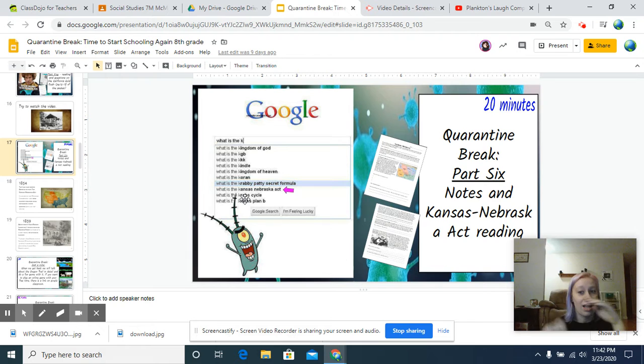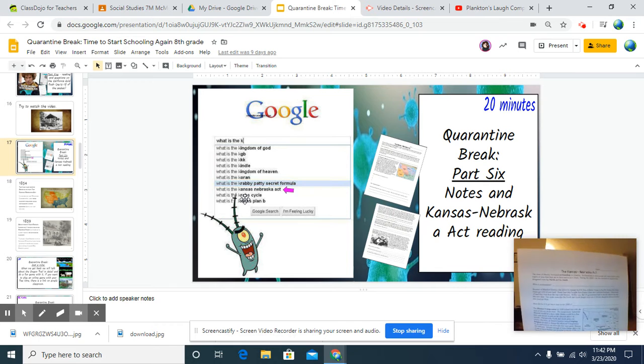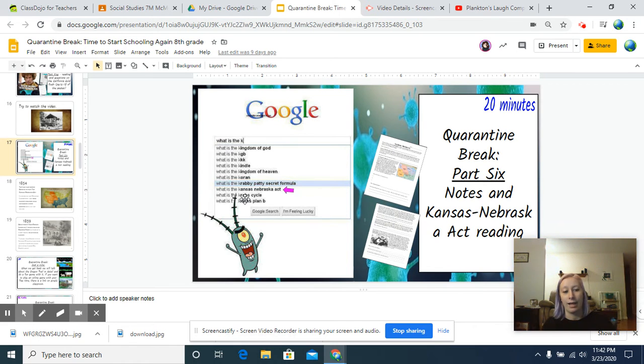So we're going to focus on the 2 pages in your packet that are about the Kansas and Nebraska Act. These 2 pages we're going to read together, and then I'm going to leave you to do the questions on your own to prove that you're actually learning. So starting out with the Kansas and Nebraska Act looks like that. We're going to start at the top.